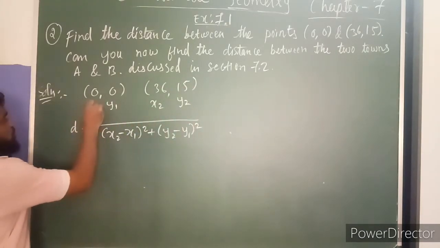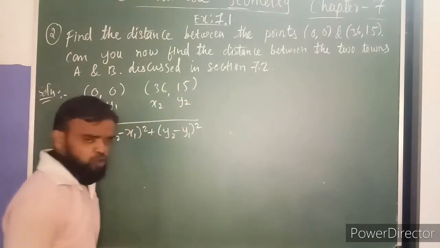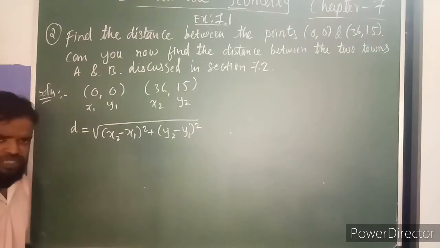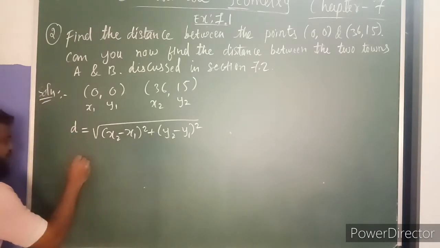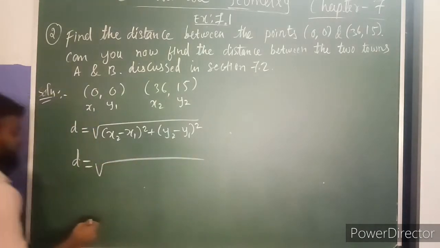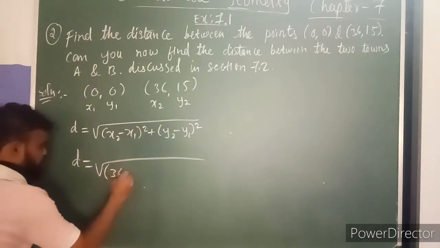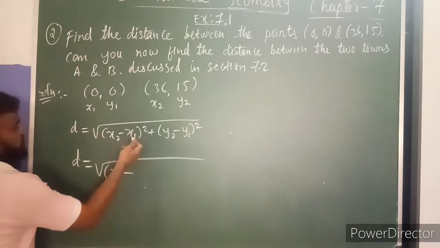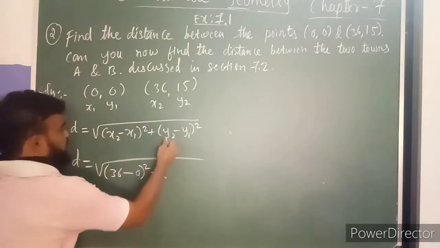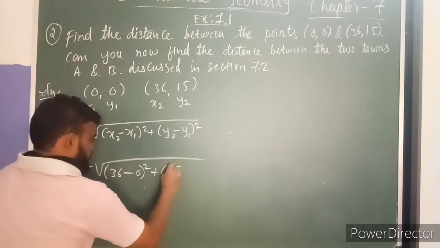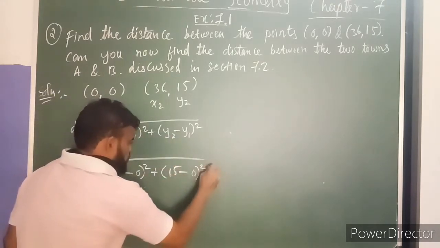And we have to put x1, y1 and x2, y2. Similarly, the same formula we have to apply. Distance d is equal to under root x2 minus x1 whole square plus y2 minus y1 whole square. Now, what is x2? x2 is 36 minus x1, x1 is 0, whole square, plus y2 is 15 minus y1, which is 0, whole square.